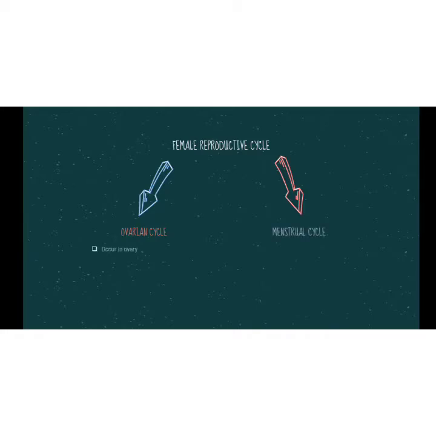The ovarian cycle occurs in the ovary and contains three phases: the follicular phase, ovulation, and the luteal phase. Okay, the menstrual cycle occurs in the uterus wall, and it also consists of three phases: menstruation, the proliferative phase, and the secretory phase.